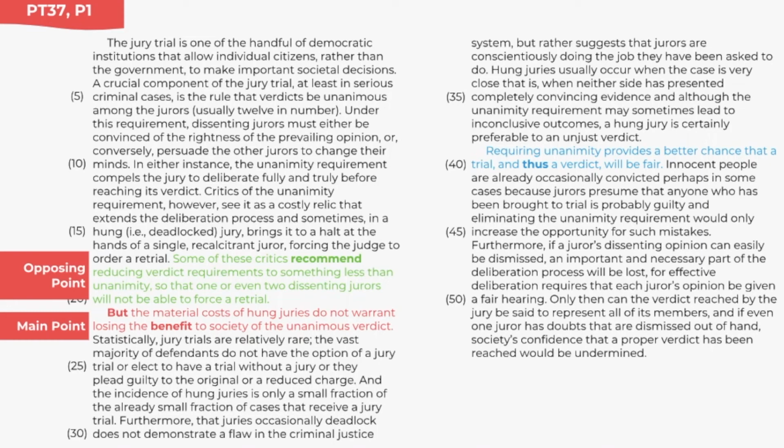So we have in the second paragraph a minimization of the critics' concern. They're costly, but they don't happen very often. And then in the third paragraph, we get the benefit that the unanimous verdict requirement brings. So we can basically say we got the opposing point, the main point, minimization of the critics' concern, and then a discussion of the benefits of unanimity. Now that we have the organization of the passage, we're ready to answer the questions.